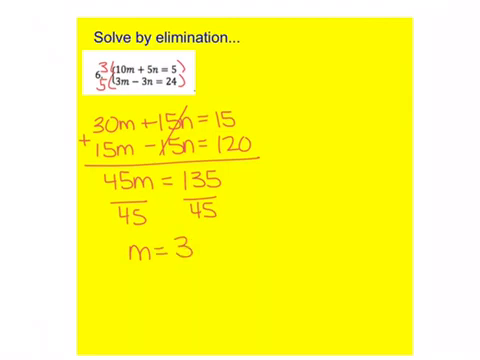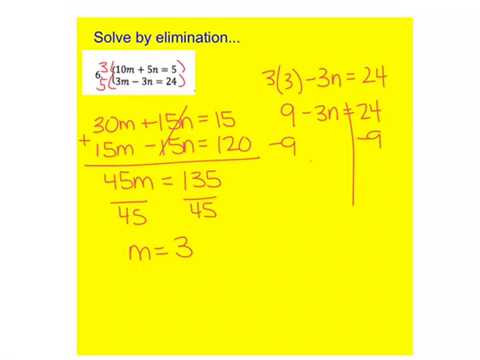Take that, plug it back in for m, and solve for n. So I'm going to actually use the bottom equation this time. I'm going to switch it up a little bit here. So I'm going to do 3 times 3 minus 3n is going to equal 24. So I get 9 minus 3n equals 24. Solving here, positive 9, we got to subtract 9 then. Divide by -3. So n is going to be a -5.